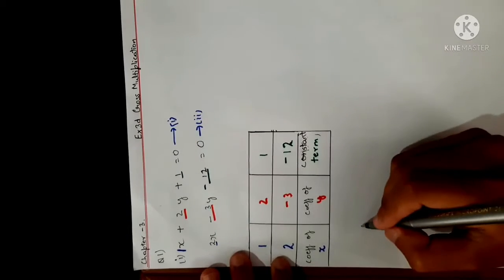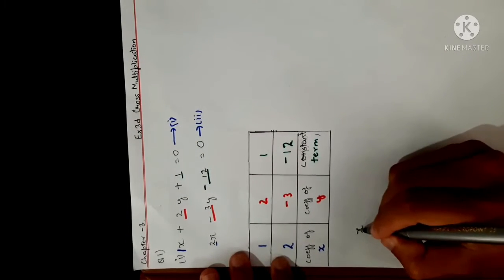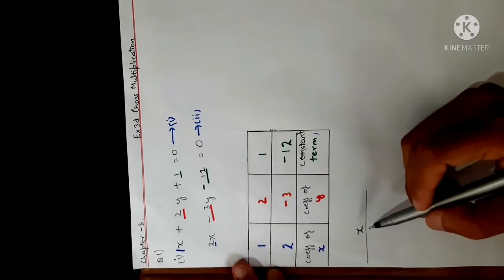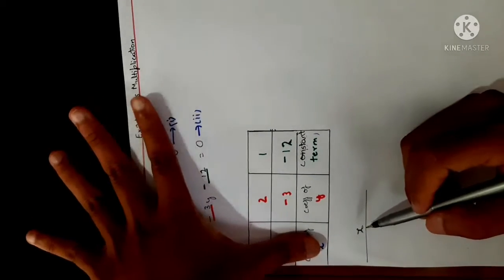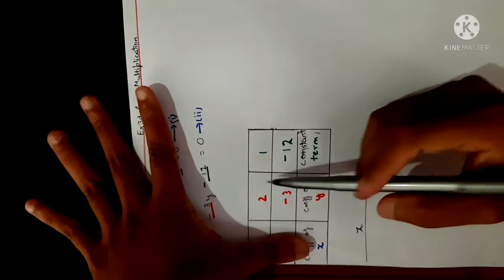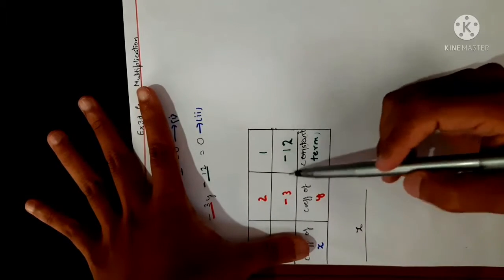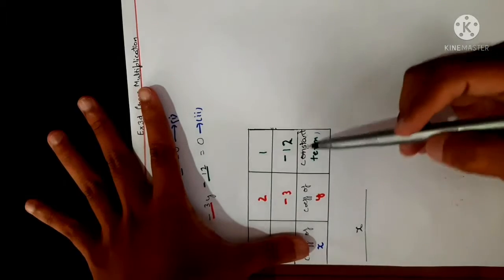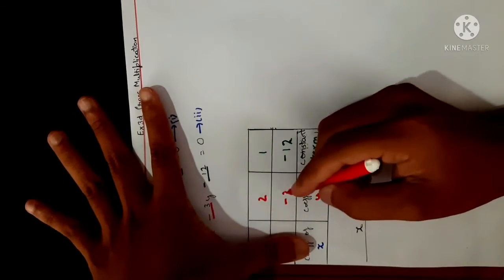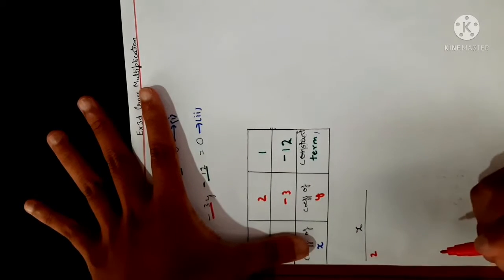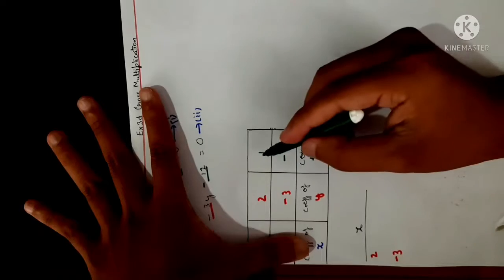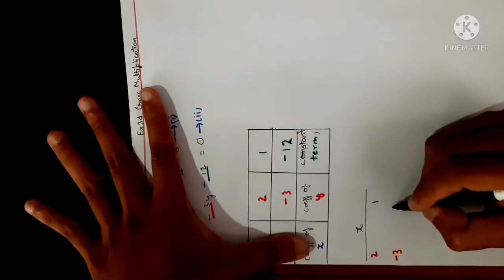Next step is we write x divided by. What we do is we cover this column which contains the coefficient of x. Next we see these 4 numbers, coefficient of y and constant term. So we write 2 here, minus 3 here. Next, constant term 1 and minus 12.